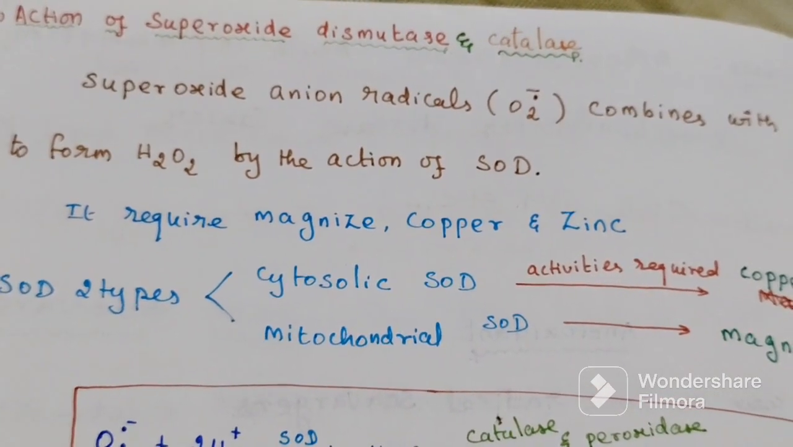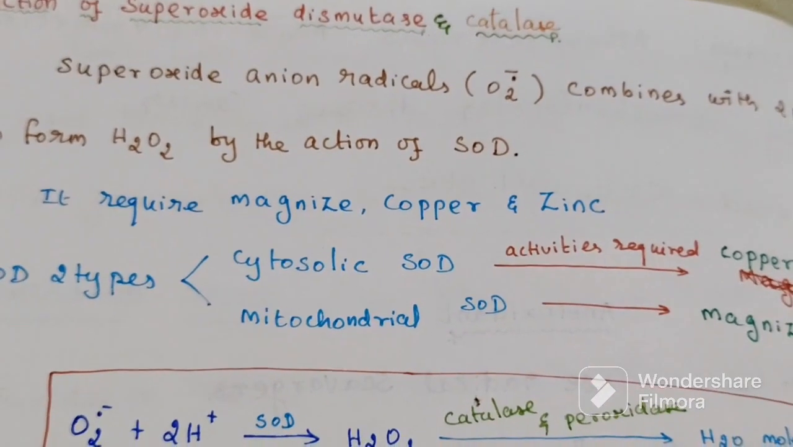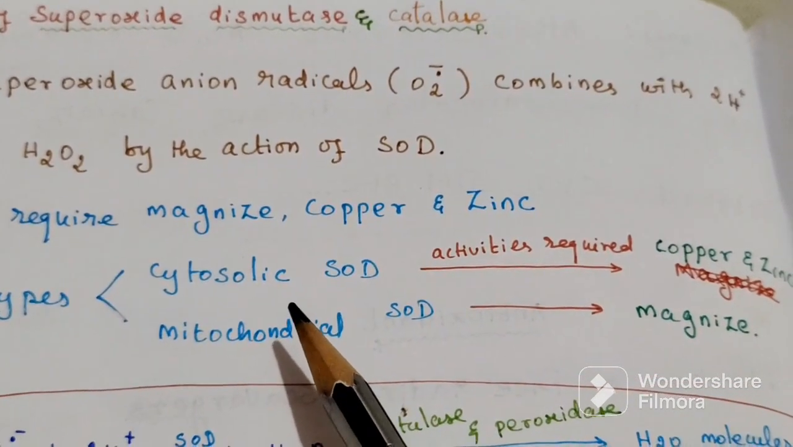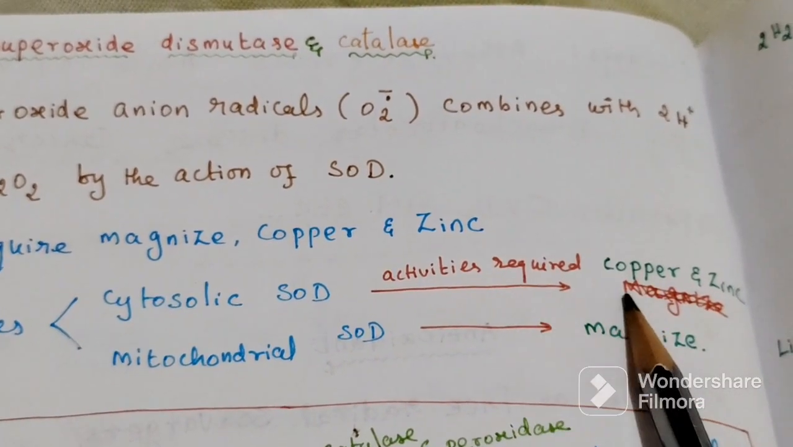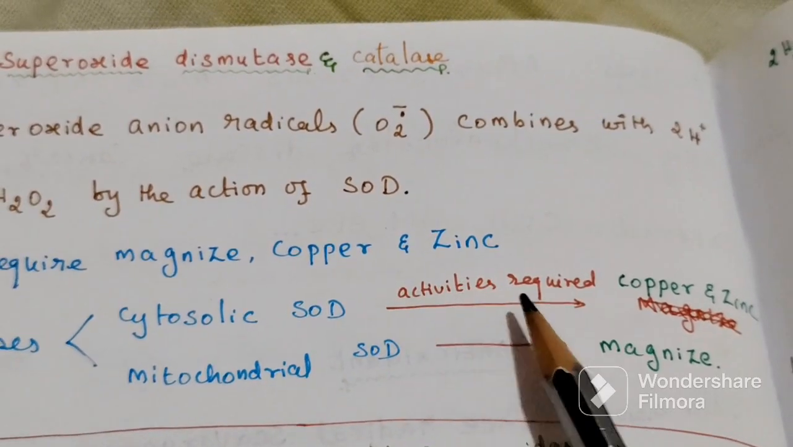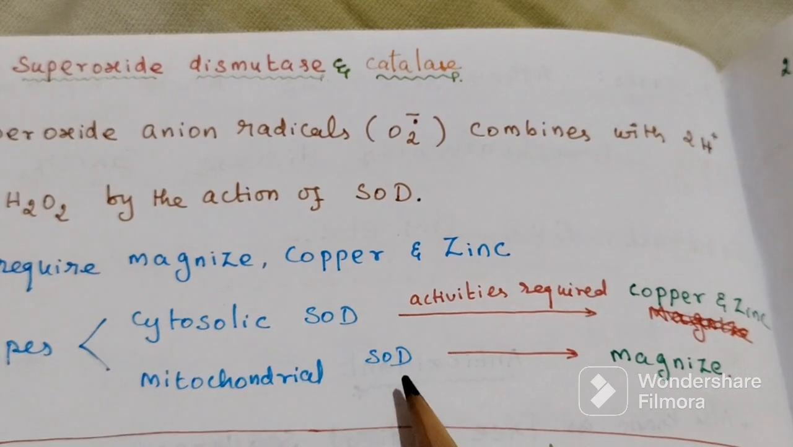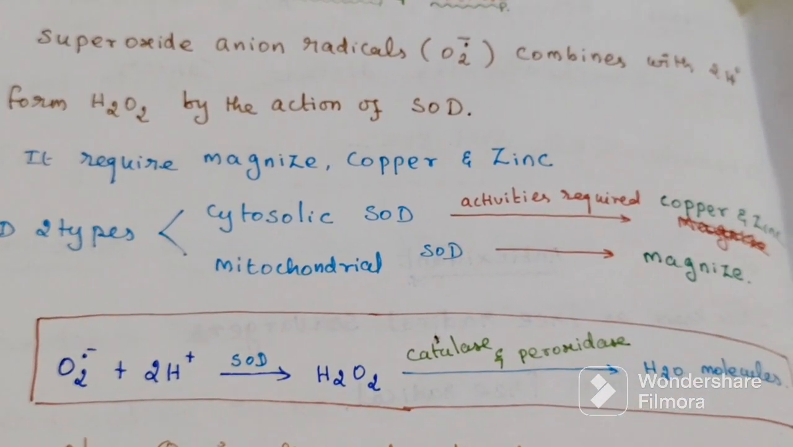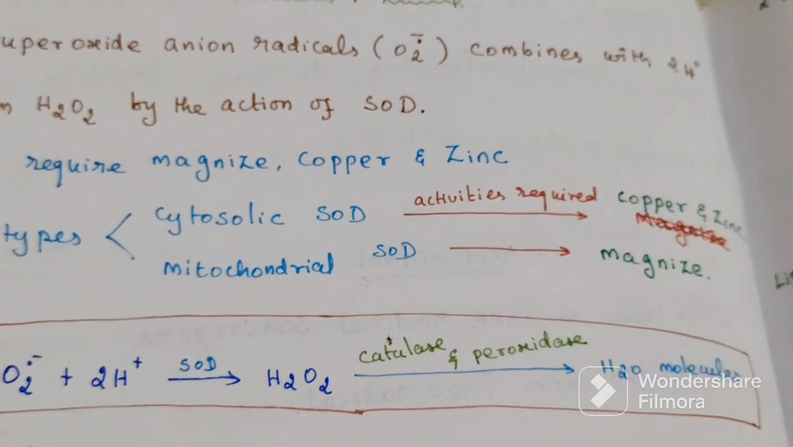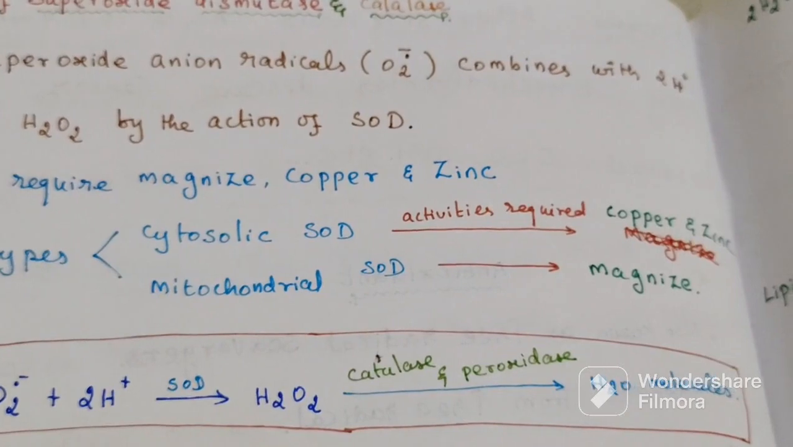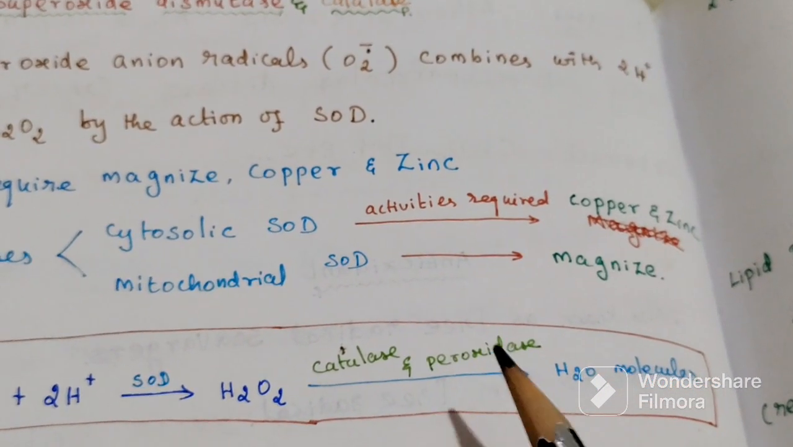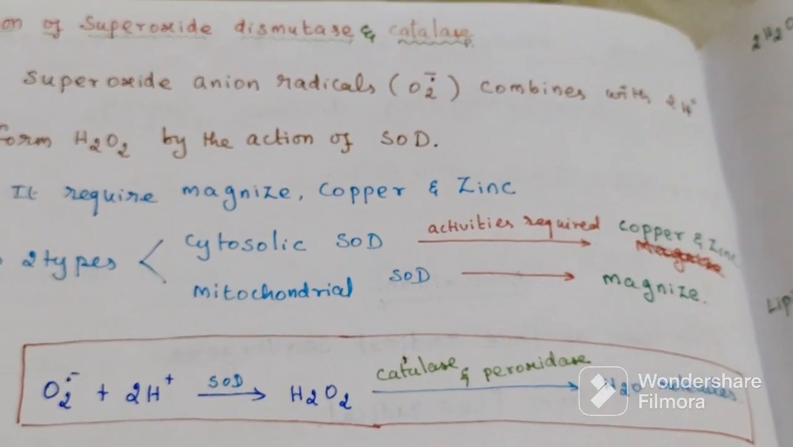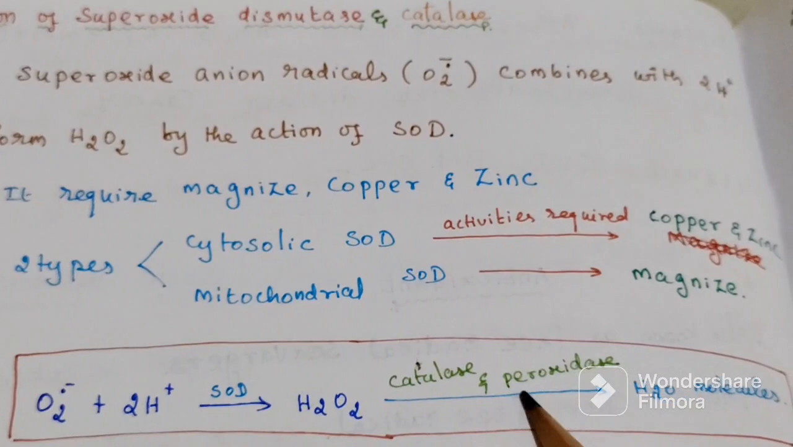SOD, superoxide dismutase, has two types. One is cytosolic SOD, the second one is mitochondrial SOD. The cytosolic SOD activity requires copper and zinc. Mitochondrial SOD requires magnesium. So superoxide ion combined with hydrogen in the presence of SOD forms hydrogen peroxide. With the help of catalase and peroxidase, it will be converted into water molecules. This is the mechanism of SOD and catalase.